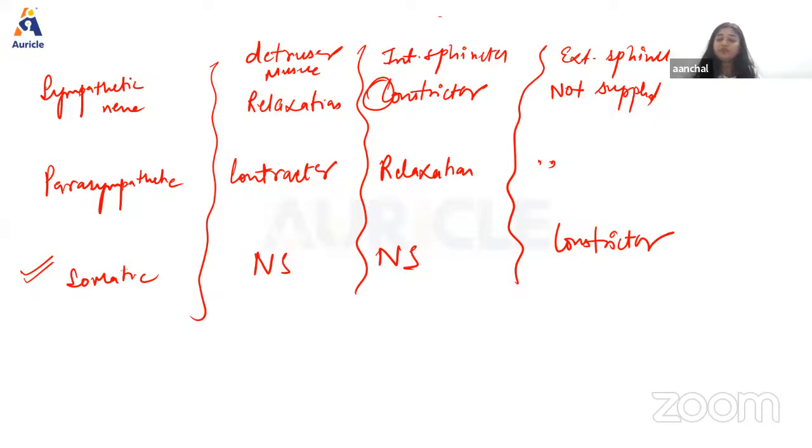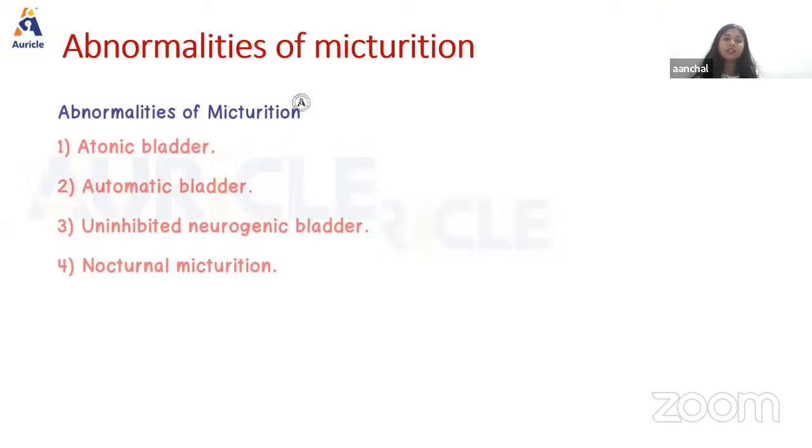Then another thing we have is the abnormalities of micturition. When we talk about the different abnormalities, we first have the atonic bladder. In atonic bladder, the urinary bladder has a loss of tone in the detrusor muscle. This is also known as flaccid bladder or neurogenic bladder, and it is caused by the destruction of sensory nerve fibers.